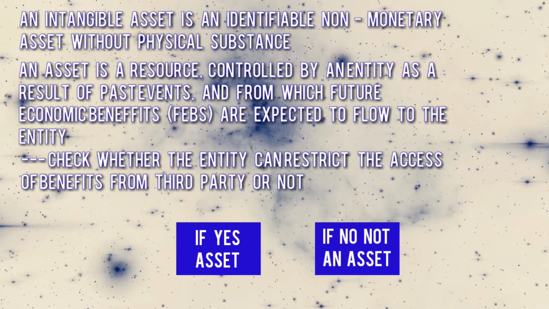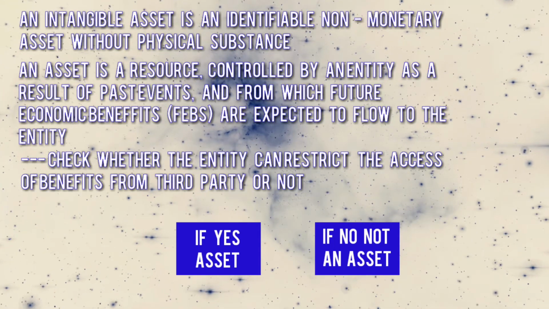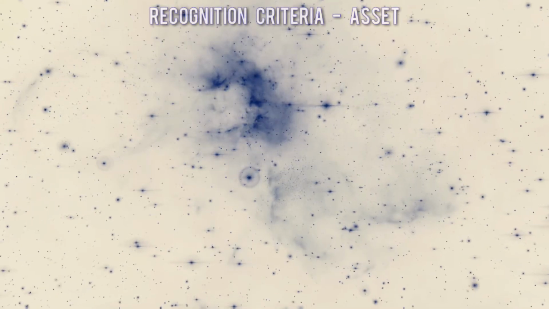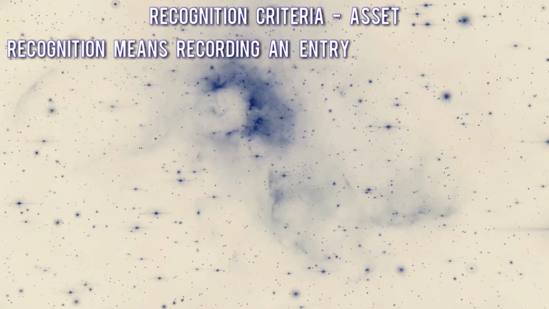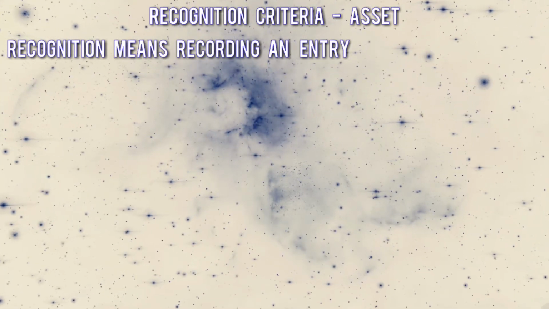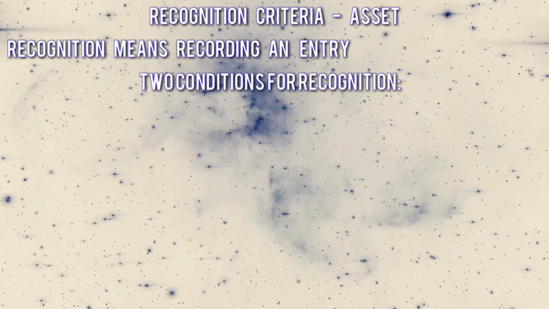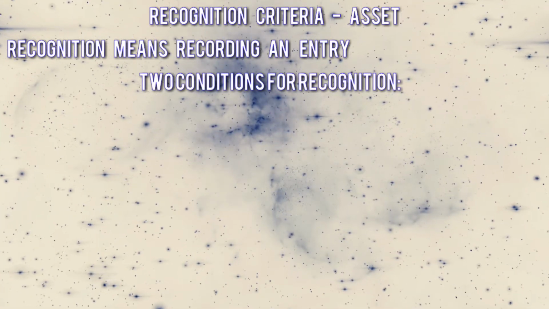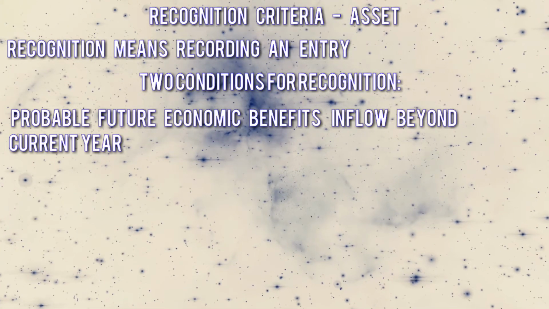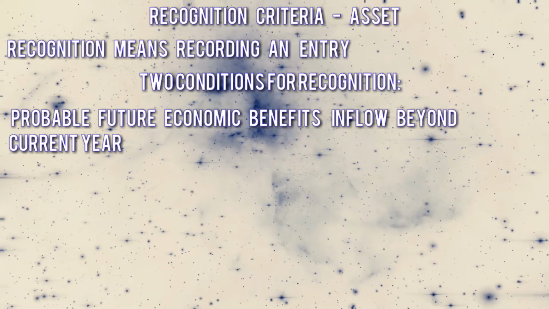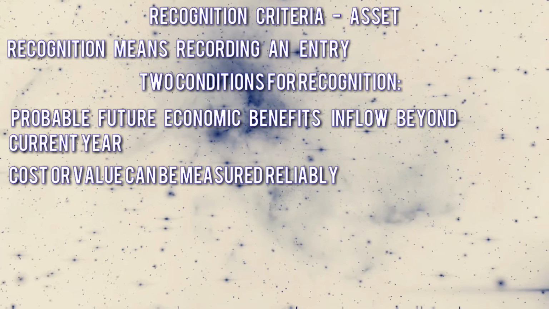Okay. So, in addition to the definition, we need to fulfill recognition criteria. That is the recognition criteria for assets. Recognition means recording in the books of accounts, that is, recording an entry. The asset must satisfy the following two conditions to be recognized in the books of accounts. The first condition is probable future economic benefits inflow beyond the current year. Second condition, cost or value can be measured reliably.